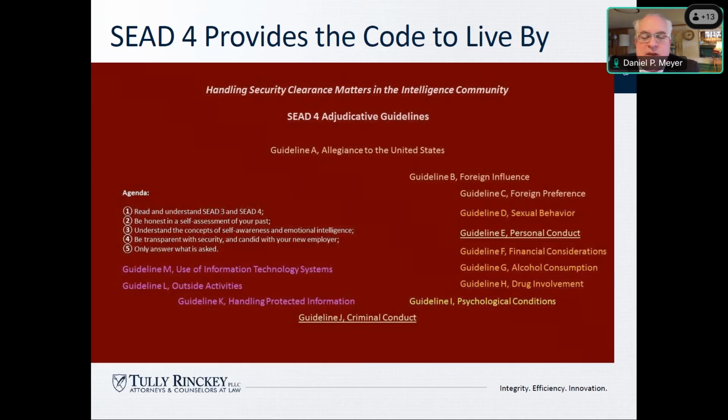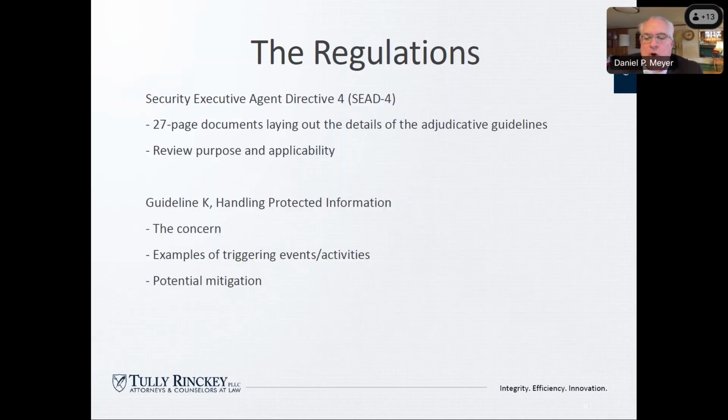SEAD 4 is the samurai code of the federal workforce. It's the set of rules you agreed to abide by when you took a clearance or when you applied for a clearance. And I find that too many people don't read this directive on an annual basis. You should read it the week of your birthday. Don't do it on your birthday. It's kind of geeky. But the week of your birthday, you definitely should read this every year just to refamiliarize yourself.